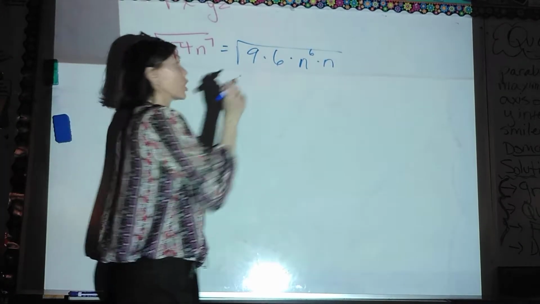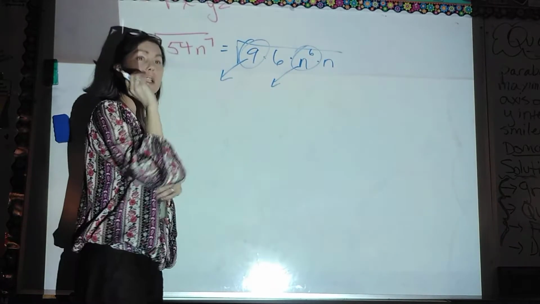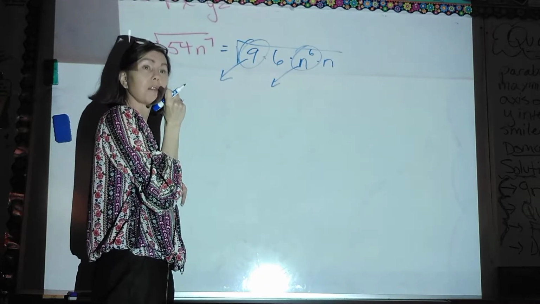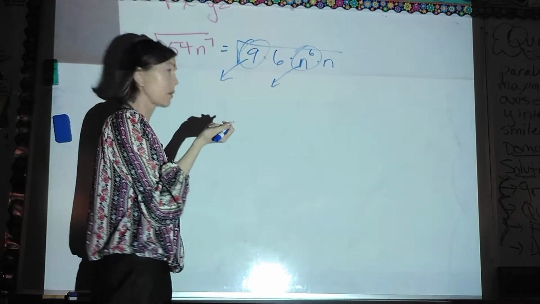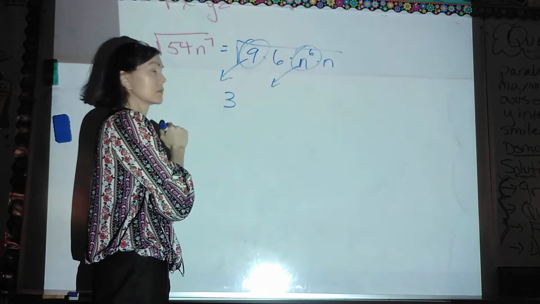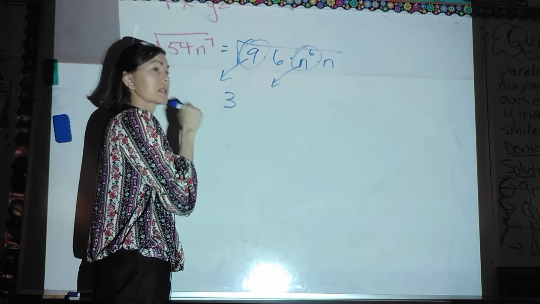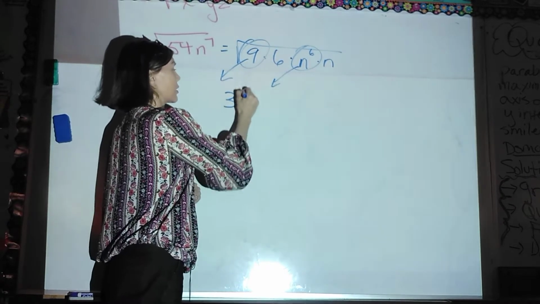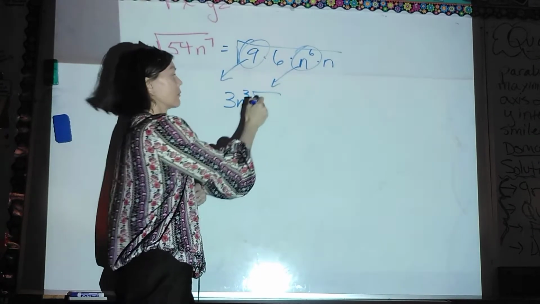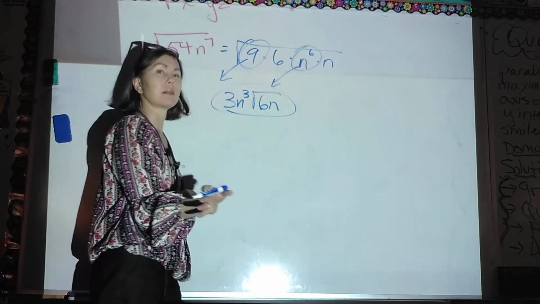So now we circle the perfect squares. We only circle the perfect squares because that's what we can take the square root of, and then we have to leave the leftovers, okay? So what's the square root of 9? 3. What's the square root of n to the 6th power? What times what gives me n to the 6th? N to the 3rd. And what is still left over under that roof, you guys? 6n, and we're done.